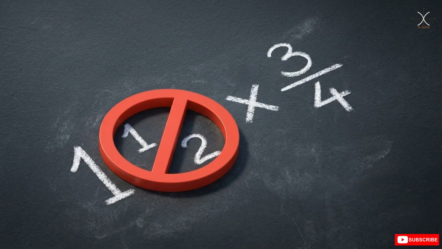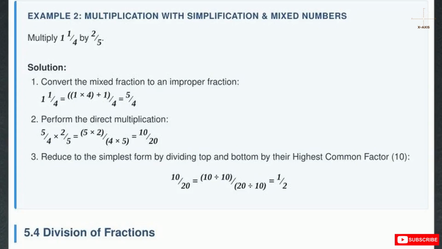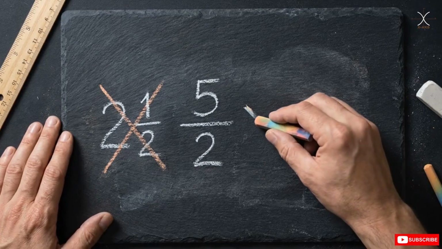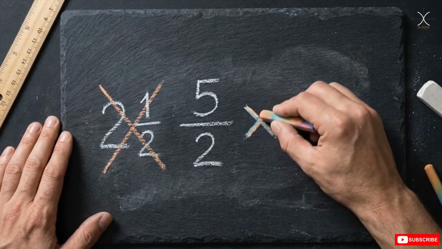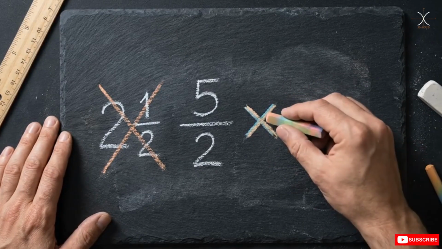This approach works until you encounter mixed numbers. Multiplying a whole number and a fraction at the same time will lead to an incorrect result. Look at example 2. Before multiplying, convert the mixed number, 1 and 1/4, into the improper fraction 5/4. Now apply Rule 1. Step 2 shows multiplying 5/4 by 2/5, straight across. This gives 10/20. Finally, Step 3 shows reducing the fraction by 10, giving 1/2. Multiplication is the most direct operation in your toolkit, provided you always convert mixed numbers into improper fractions first.